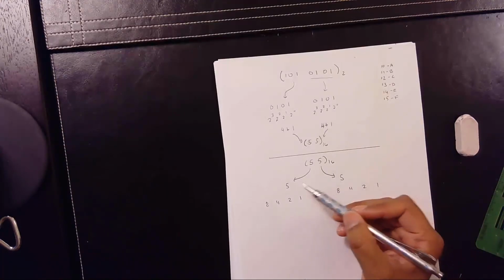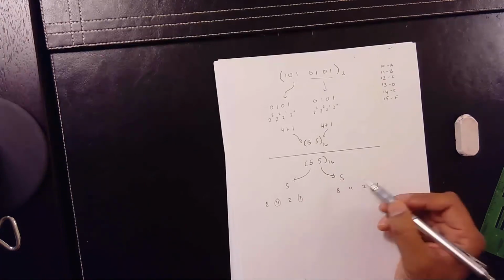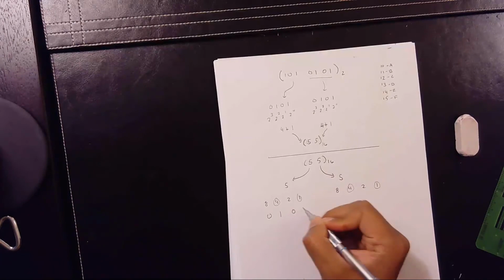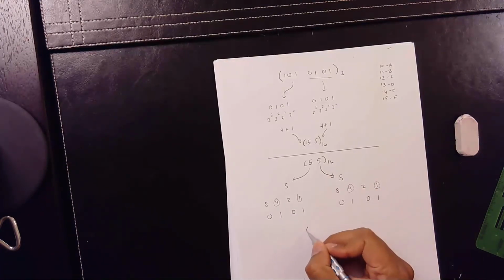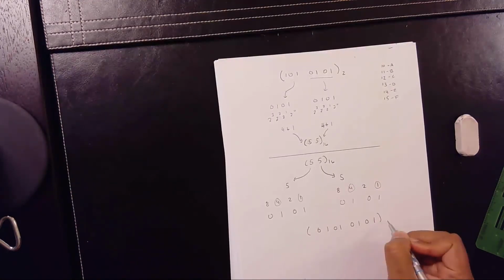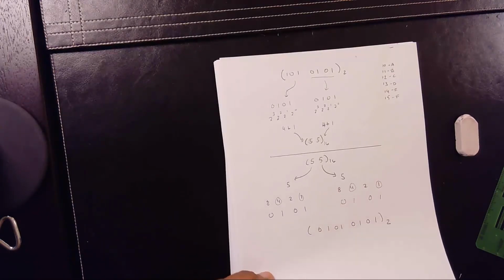Okay, what plus what gives me 5? 4 and 1 give me 5. What plus what gives me 5? 4 and 1 give me 5. So your answer is 0, 1, 0, 1, 0, 1, 0, 1. So your answer now is 0, 1, 0, 1, 0, 1, 0, 1, base 2. Okay, that's just straightforward. Okay, now we'll do one more example. Do something a little more fancy.